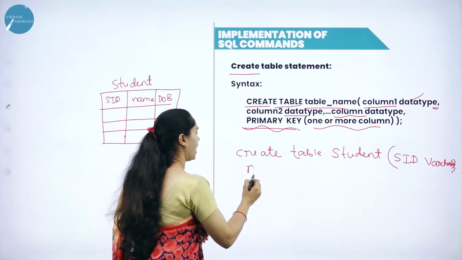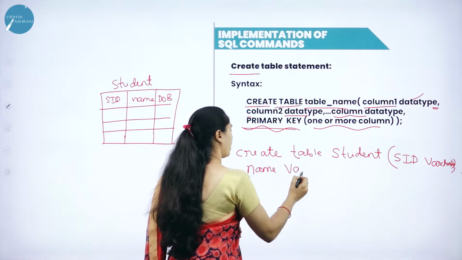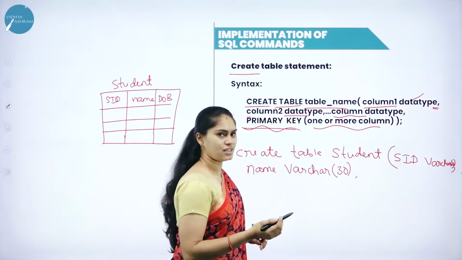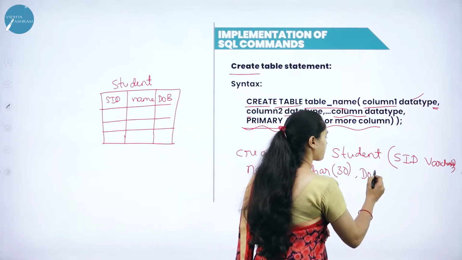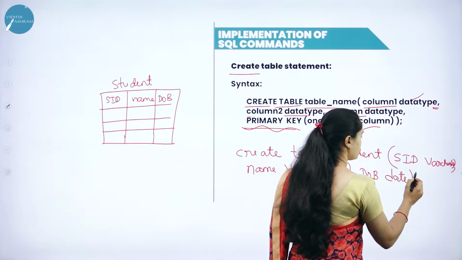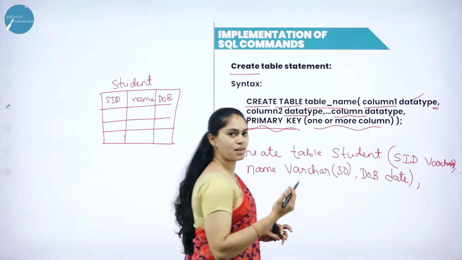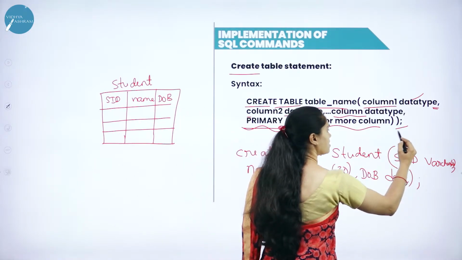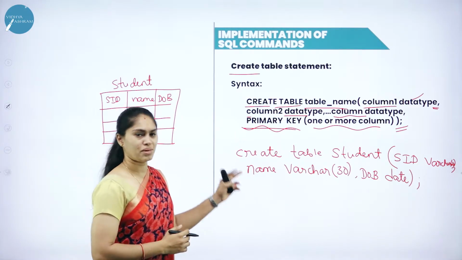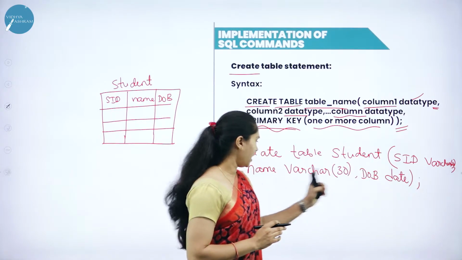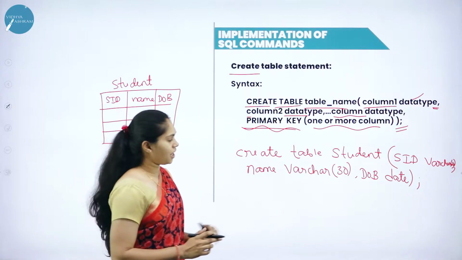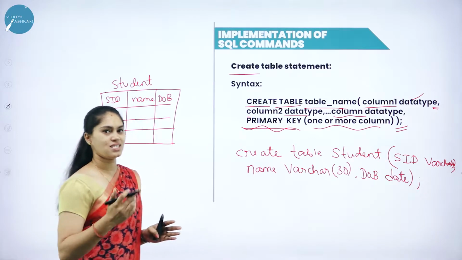Then what is the second column I have? I have name and I will take varchar of 30. That means up to 30 characters they can give as a value for name. And I have date of birth and I have a data type called date. I will take that. So I will close the parenthesis. Then I will give the semicolon. That indicates the termination of a table declaration. This is how we are going to create a student table. It has 3 columns that include student ID, name, and also date of birth. So we have to specify its data type. Then at last I have to close the parenthesis with a semicolon.